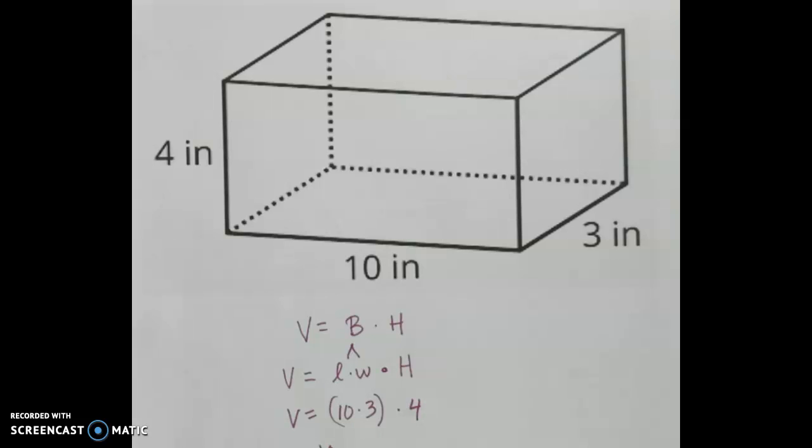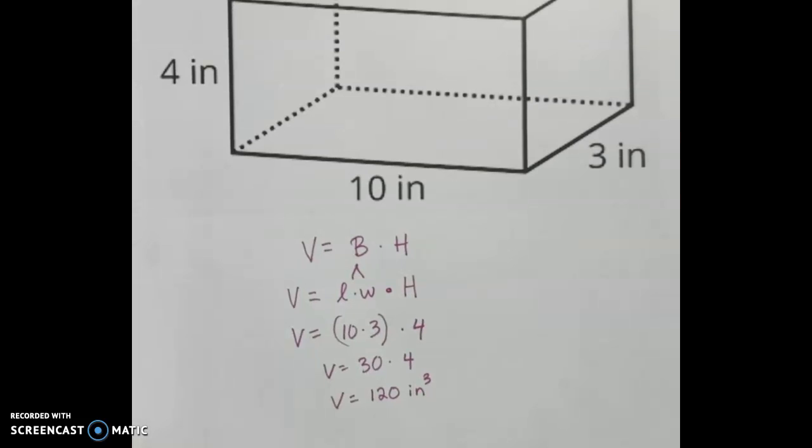10 times 3 is equal to 30. 30 times 4 is equal to 120. And again, inches cubed for the label.